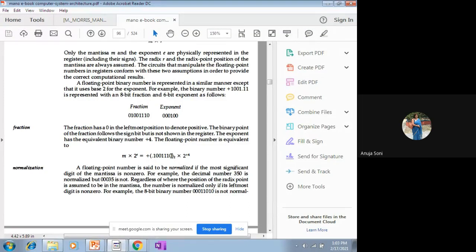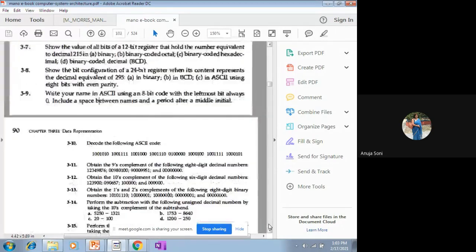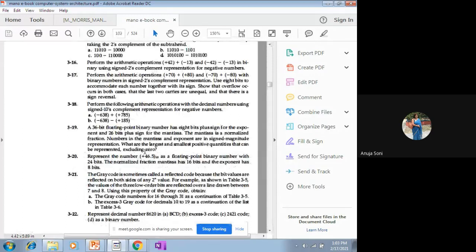So in a similar manner, you are given a back exercise question. Now we are coming to the two questions based on this concept. What does question number 20 say? Represent the number plus 46.5 as a floating point binary number with 24 bits, and the normalized fraction mantissa has to be stored in the capacity of 16 bits, and the exponent has to be stored in the capacity of 8 bits. First of all, it has to be converted into the binary form. 46.5 has to be converted into the binary form.